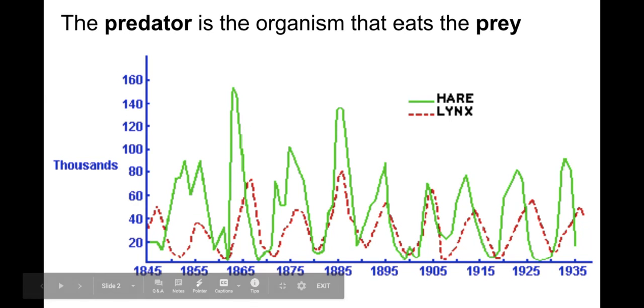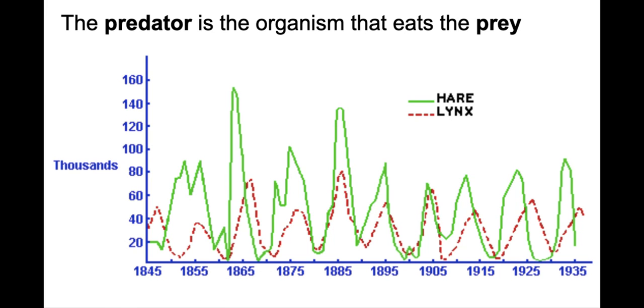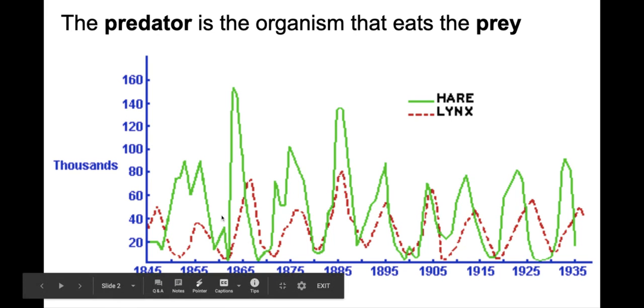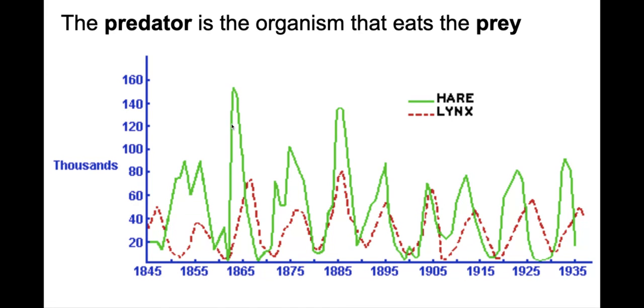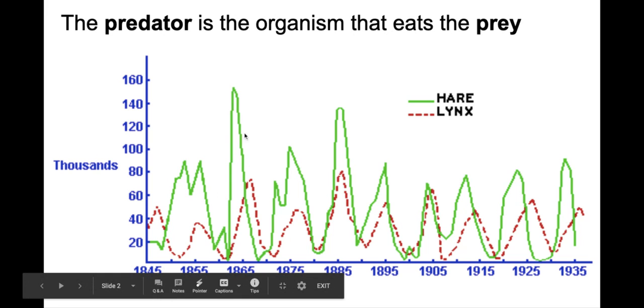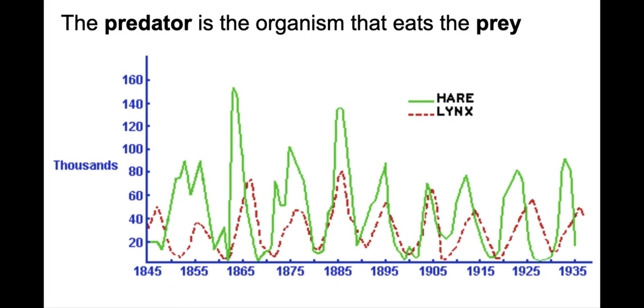This is going to depend on many factors such as disease, other predators, amount of food or resources available. But usually the predator is going to follow the prey population. So if you're going to have a lot of prey, you're going to have an increase in the predator population that follows that prey population peak or boom.